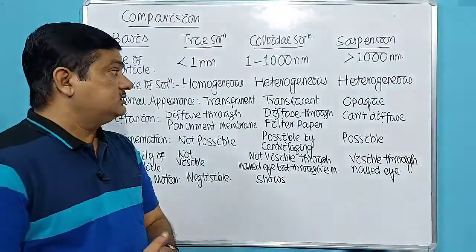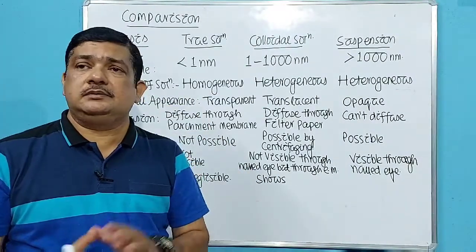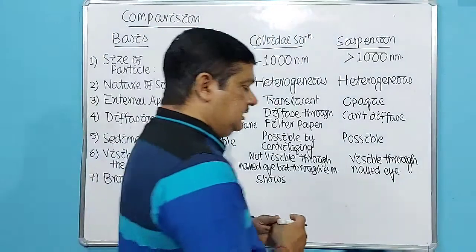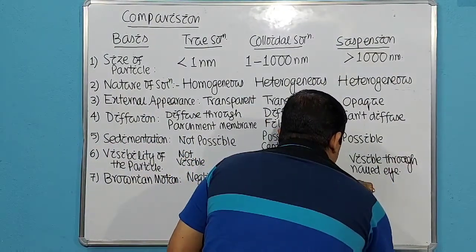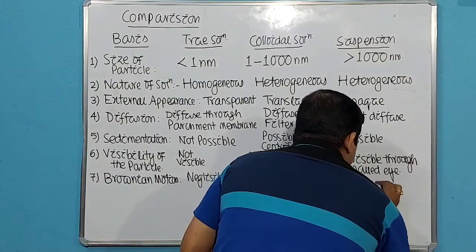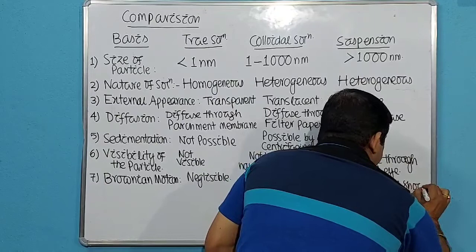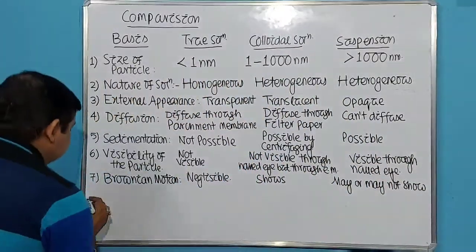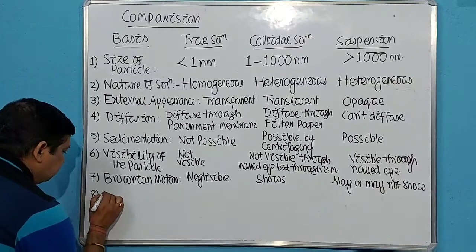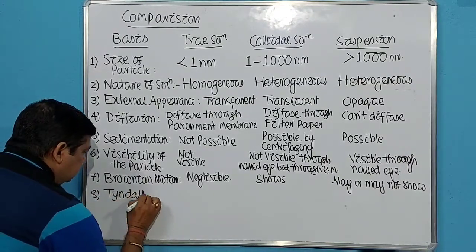In case of suspension, because of the larger particle size, they start settling down. They do not undergo Brownian motion. That means what we write here? They may or may not show Brownian motion. Okay. Then the last basis of classification is Tyndall effect, which is another important one.